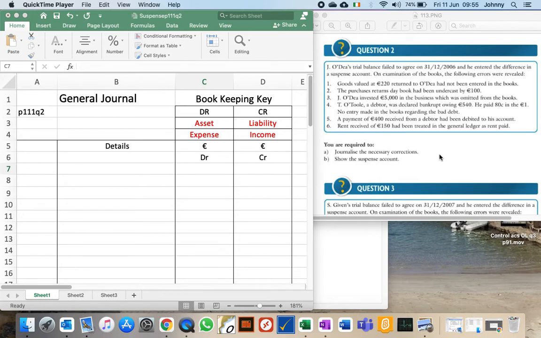Question 2 on page 111 of Modern Accounting. So this question here, JOD. What we have to do is journalize the corrections.